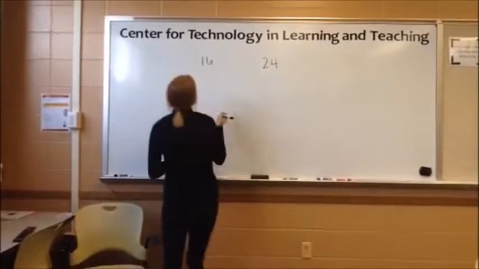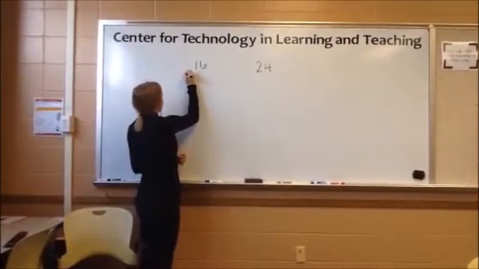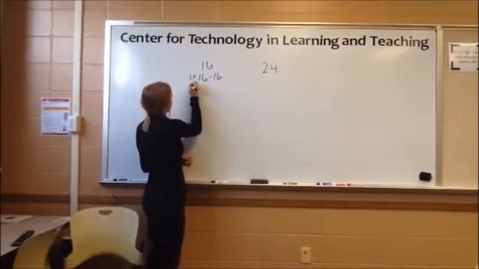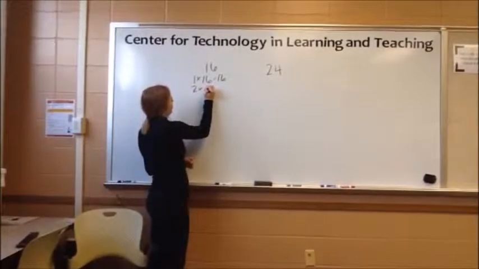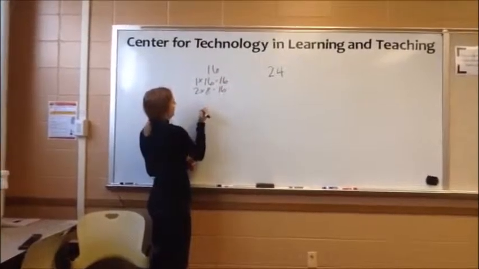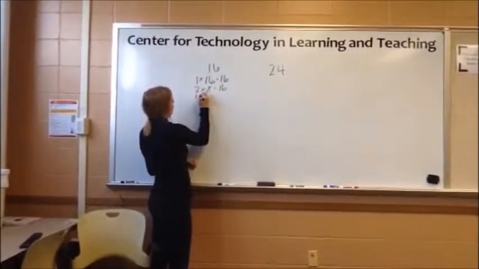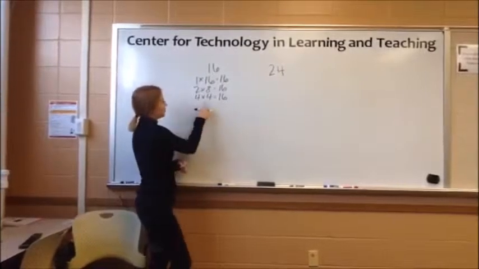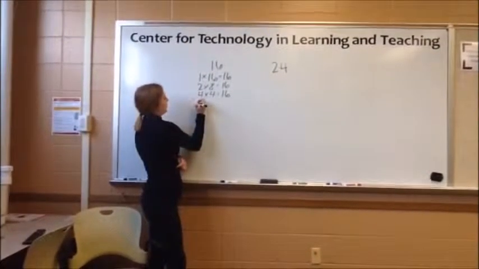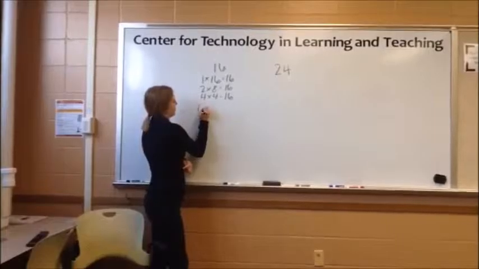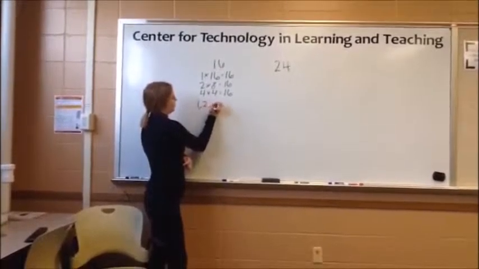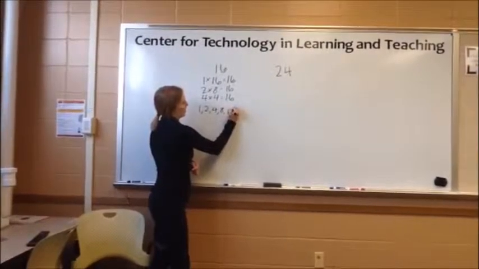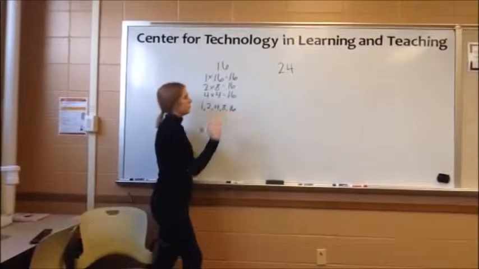So for 16, I know that 1 times 16 gives me 16. I know 2 times 8 gives me 16. And I know that 4 times 4 gives me 16. And because there's two 4s here, I only have to list them once. So I know that my factors of 16 are 1, 2, 4, 8, and 16, which is my list.